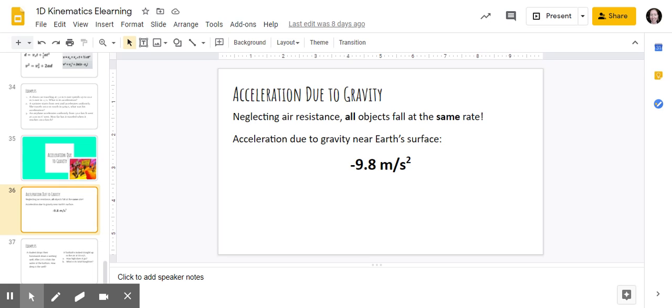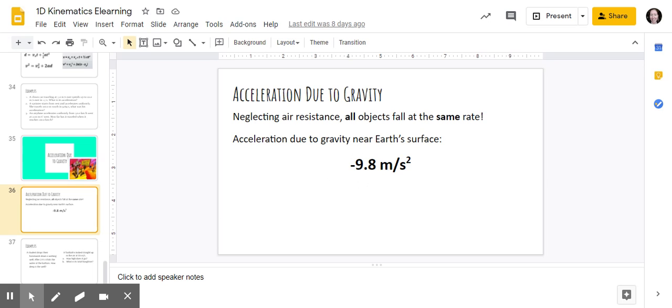So acceleration due to gravity near the Earth's surface is always going to be negative 9.8 meters per second squared. This is the number that you will get to know intimately over the course of this year. So negative 9.8 meters per second squared. Really important to note this negative here, okay? That negative is super important.